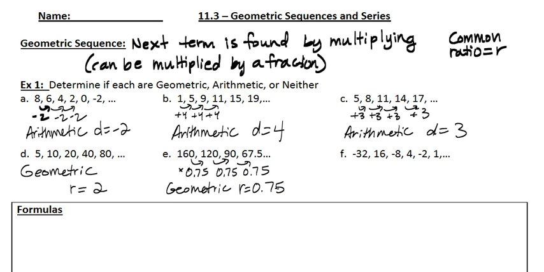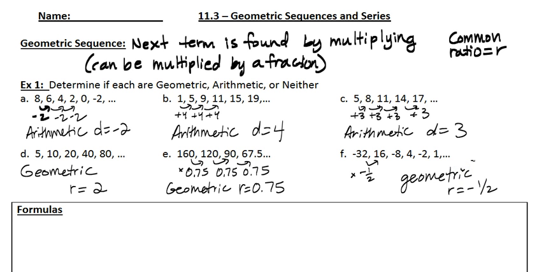All right, let's look at F. Now, this one, if I do term divided by previous term, 16 divided by -32, that is -1/2. And if I test it, this one I can kind of eyeball. It looks like every single time it is being multiplied by -1/2. So it is geometric, and my r is -1/2.